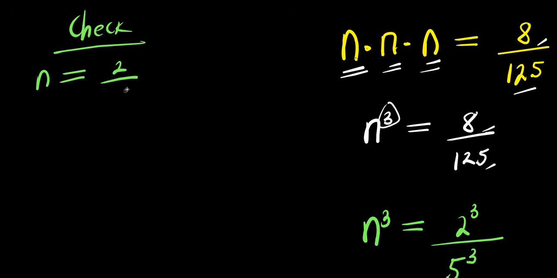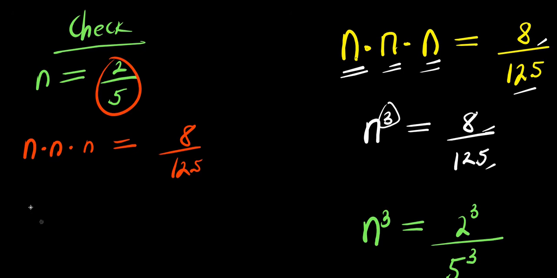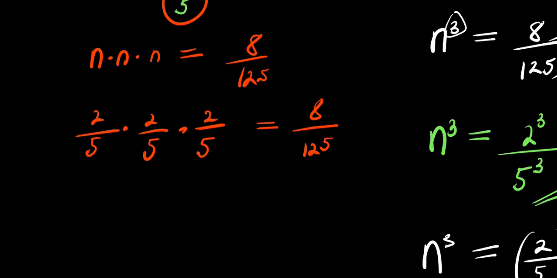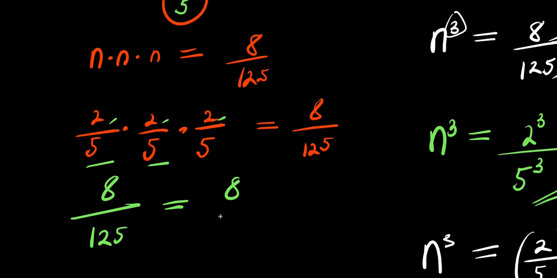n equals 2/5. And the equation remains n times n times n equals 8/125. Let's insert this for n. 2/5 times 2/5 times 2/5 equals 8 divided by 125. So let's multiply this out. 2 times 2, 4, 4 times 2, 8. 5 times 5, 25, 25 times 5, this is 125. And this equals 8 divided by 125. Left hand side equals right hand side.